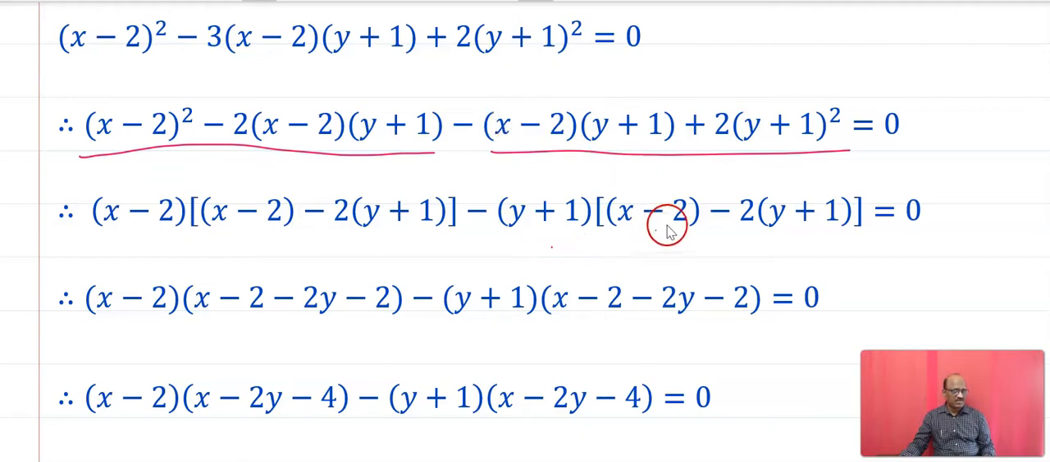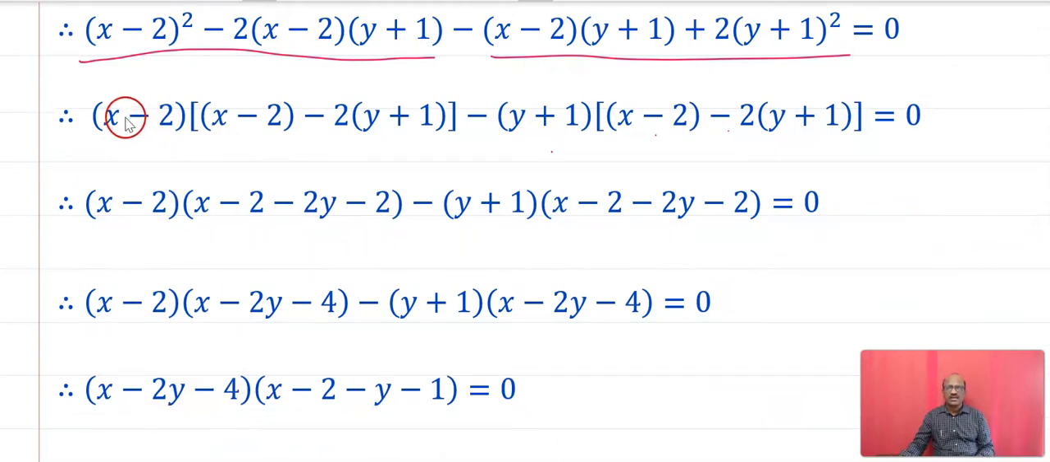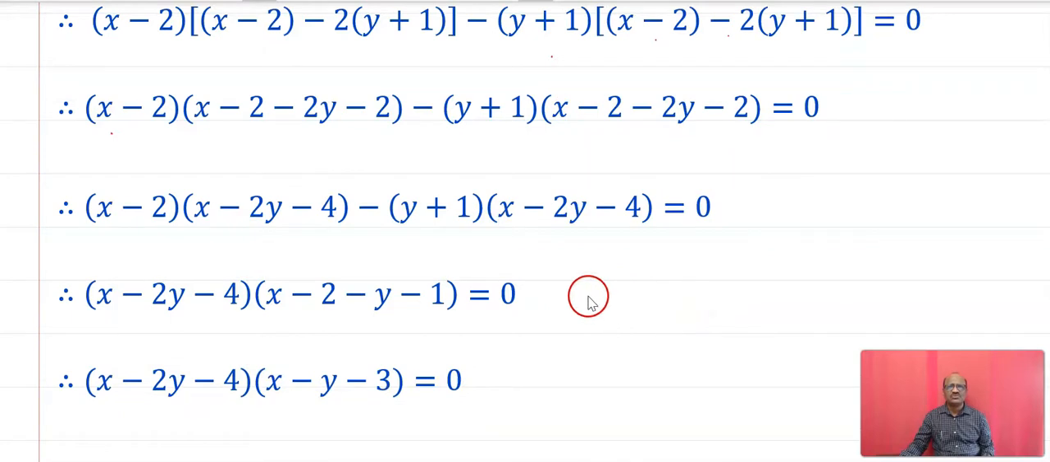Then in bracket you will get y minus 2 minus 2 in bracket y plus 1, that's equals to 0. Here x minus 2, if we simplify this, then you will get x minus 2 minus 2y minus 2. And what's remaining in the next? y plus 1. What is there? x minus 2 minus 2y minus 2. Here is x minus 2 minus 2y minus 2 minus 2 minus 2 minus 4. Therefore x minus 2 into x minus 2y minus 4 minus y plus 1. And next is x minus 2y minus 4, that's equals to 0.